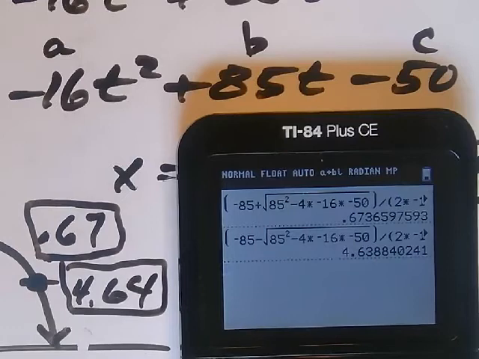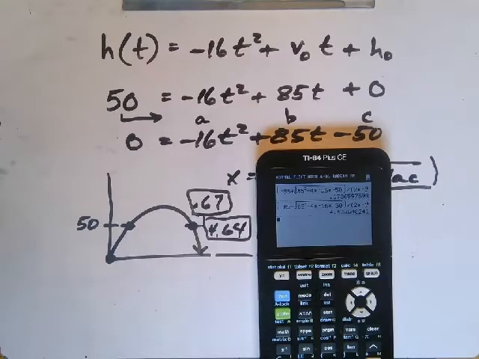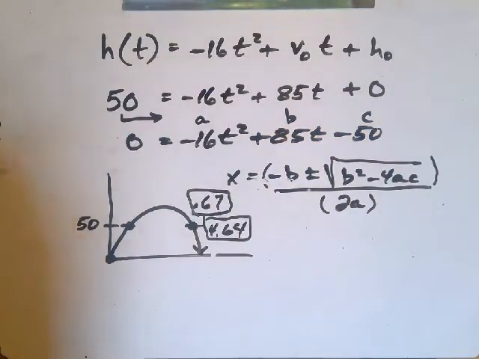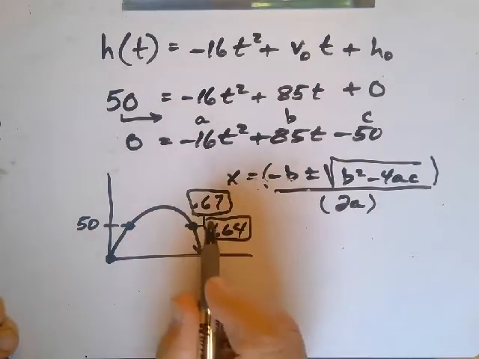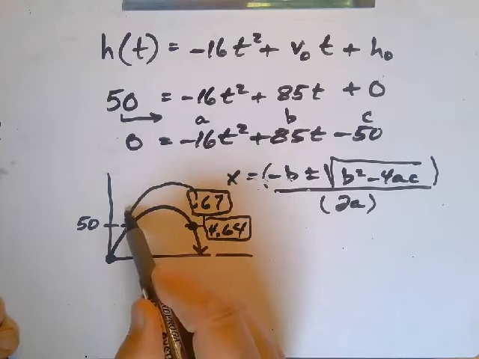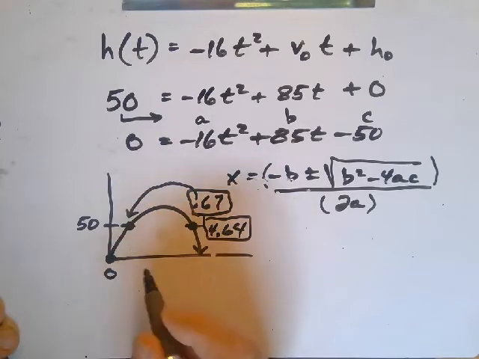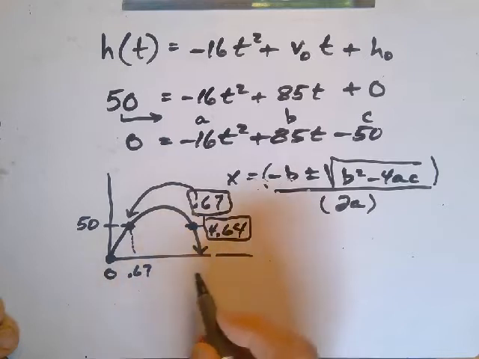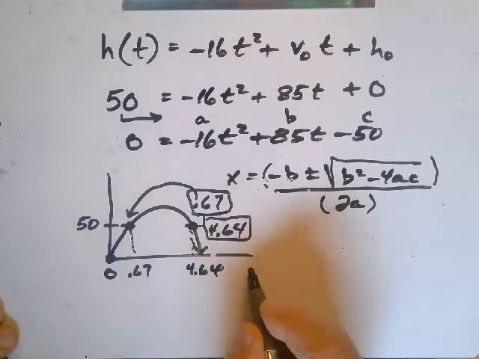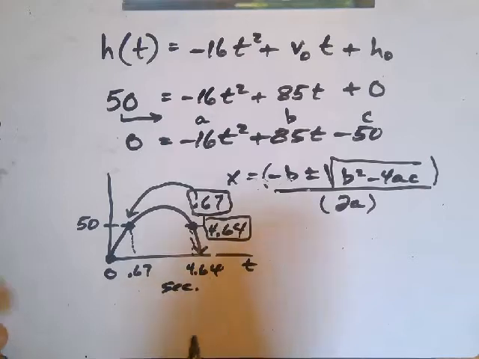Okay, now let's see what that means. Let's go interpret the graph. Let's back up a little bit here and take a look at it. And there's your graph here. Okay, it crosses at 50 feet at two places. This one's got to be over here because it's a smaller number. And this is about right here. This is about 0.67 seconds, about 2/3 of a second. And then this one here has to be about 4.64 seconds. This is time. This is in seconds.